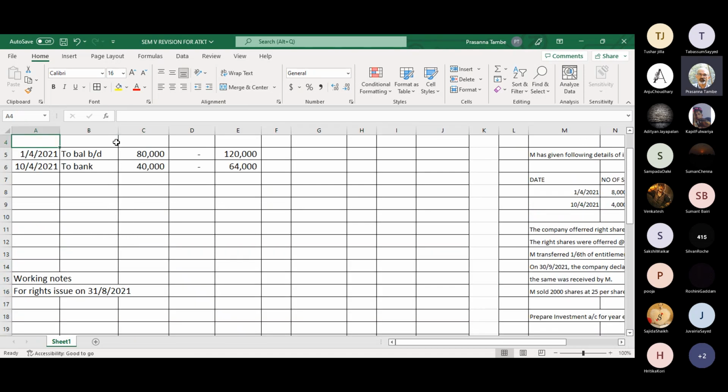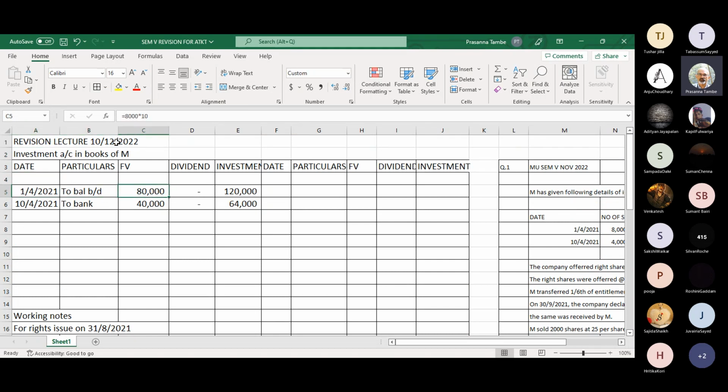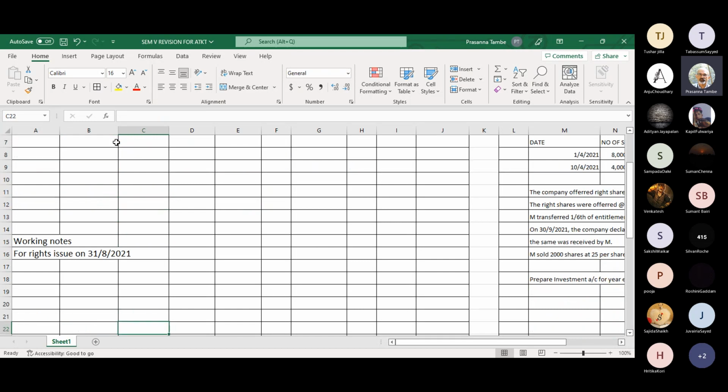On the date of the rights issue, if you see this data, our face value of shares is 1,20,000. That means we have 12,000 shares of 10 each. So I'll put here number of shares held: 12,000. That is the face value of these shares, 1,20,000, so 12,000 shares of 10 each.